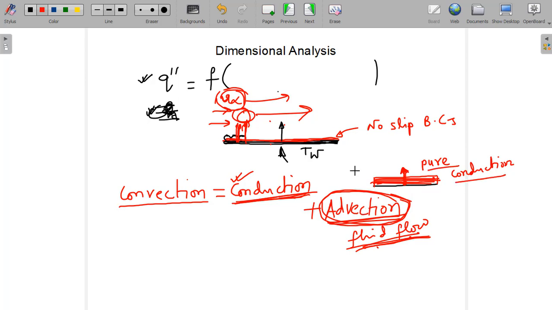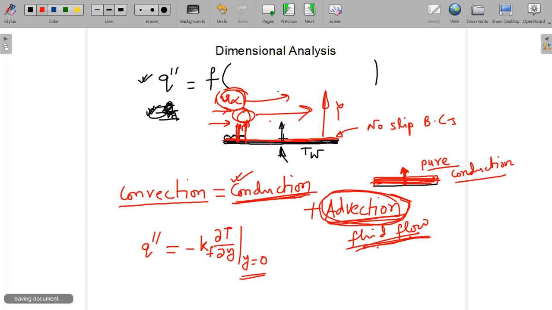So definitely we can write that the heat flux, if we consider this is the positive y direction, will be minus k into del T del y at y equal to 0, because y equal to 0 is the location of that fluid layer. And remember, this k is k of the fluid, because we are considering the temperature gradient within the fluid layer. So k is not the thermal conductivity of the hot plate. Remember, k is the thermal conductivity of the fluid.